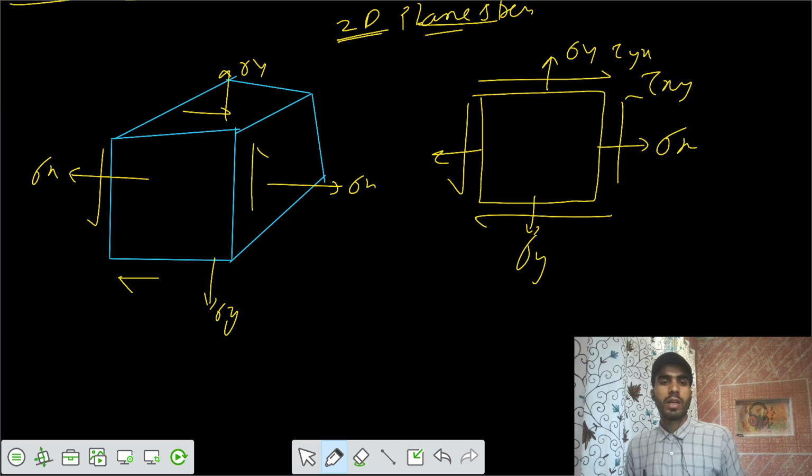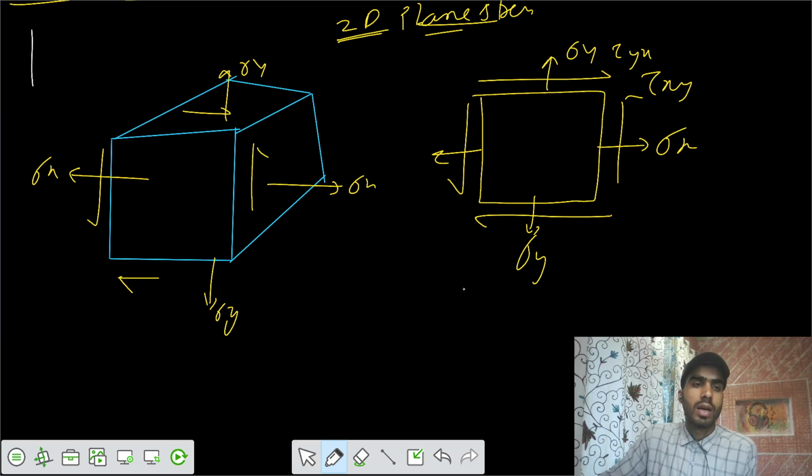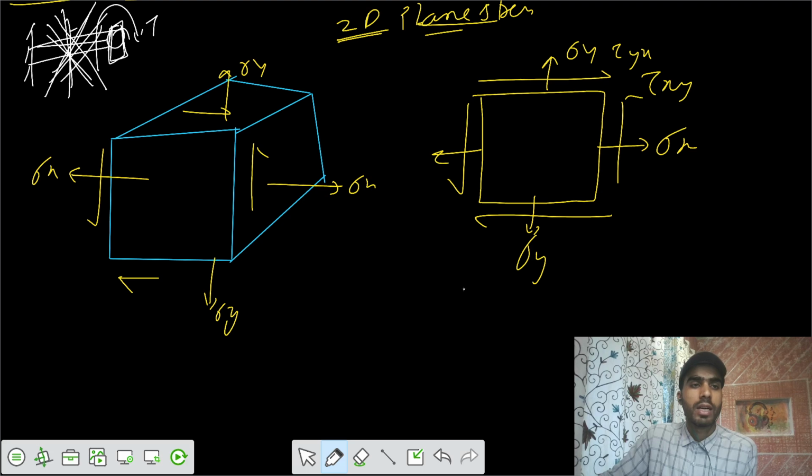So we want to say what's happening to this element. Finally I got the values from the results of the torsion test that I performed. So I got the values of the shear stress on this particular plane, but I don't know the value of shear stresses and sigma on an infinite number of planes.